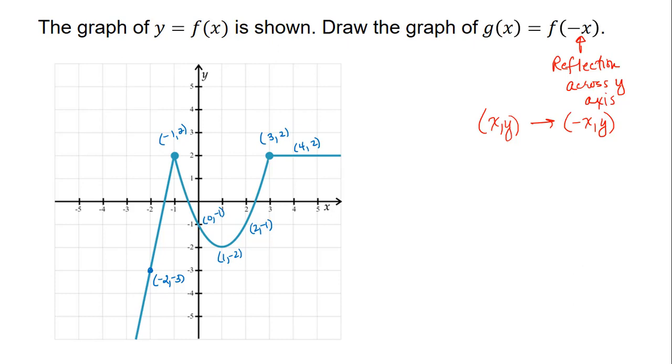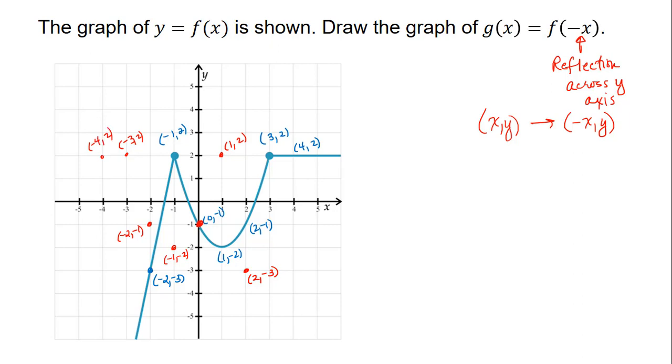So negative 2, negative 3 would be at positive 2, negative 3. Negative 1, 2 would be at positive 1, 2. 0, negative 1 will actually stay at 0, negative 1. 1, negative 2 would become negative 1, negative 2. 2, negative 1 will become negative 2, negative 1. 3, 2 will become negative 3, 2. And 4, 2 will be negative 4, 2.